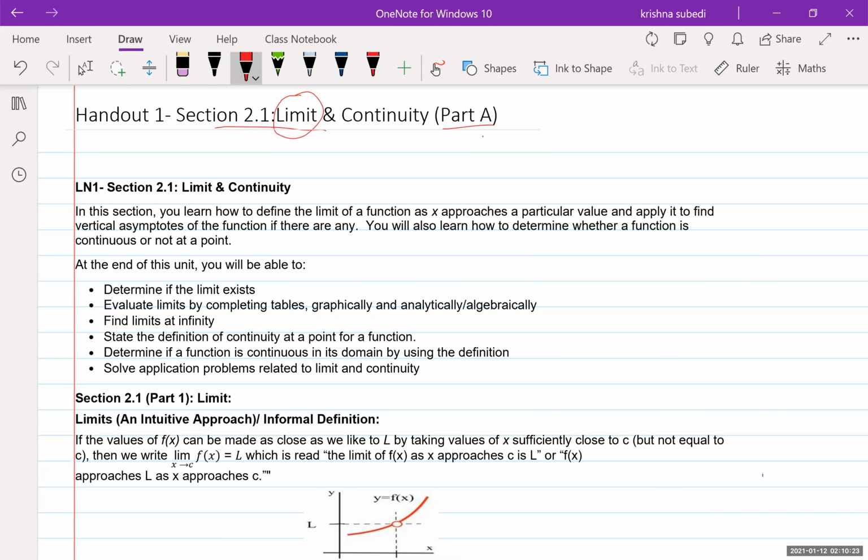As a matter of fact, we already started the concept of limit in our last class, but for those who are absent, I will quickly go over that concept again in today's class. So this section 2.1 is divided into two parts. In part A, we will discuss limits and solve many problems related to limits. And in part B, we will focus our attention on continuity, which will probably be in our next class.